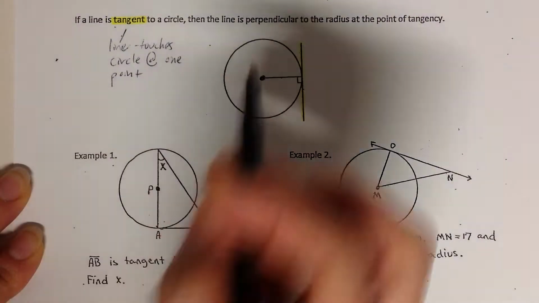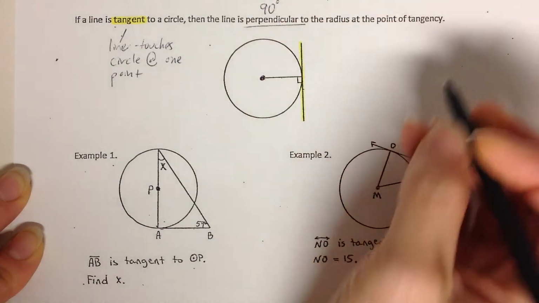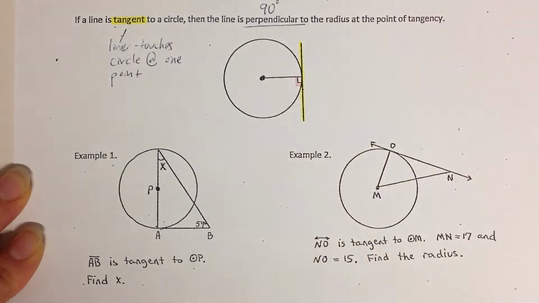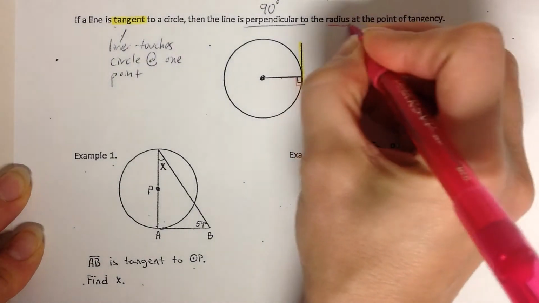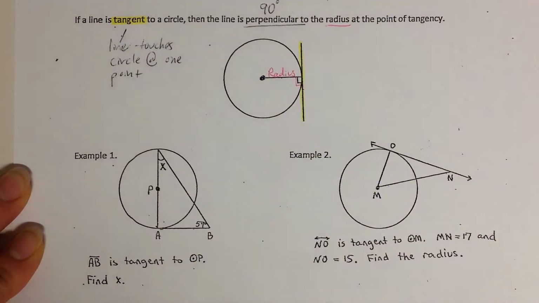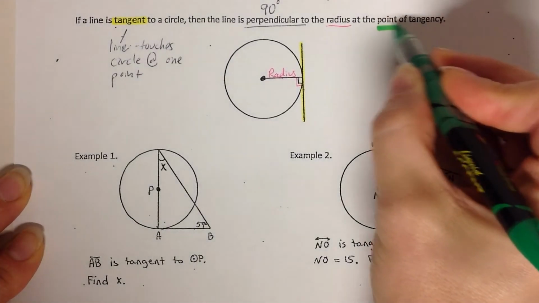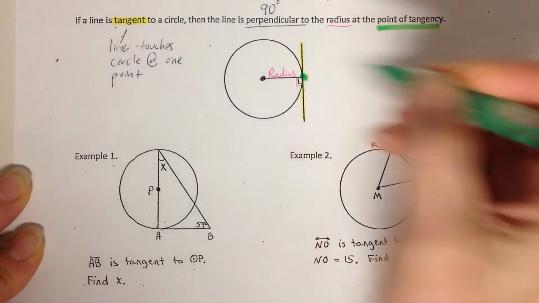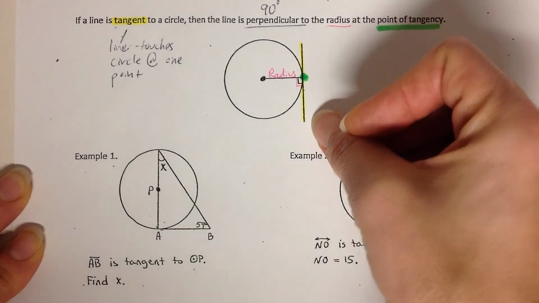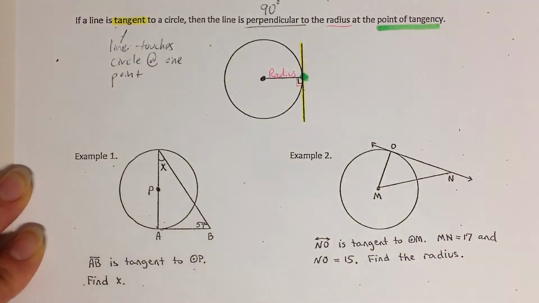Okay, so the line's going to be perpendicular. Remember, perpendicular, that's a 90-degree intersection. So where do I see that in the picture? Right here. Alright, to the radius. Where do I see radius? Right here. Point of tangency. Point of tangency, it's a point where the line is tangent, so right there. So let's read this. If a line is tangent to a circle, then the line is perpendicular to the radius at the point of tangency.